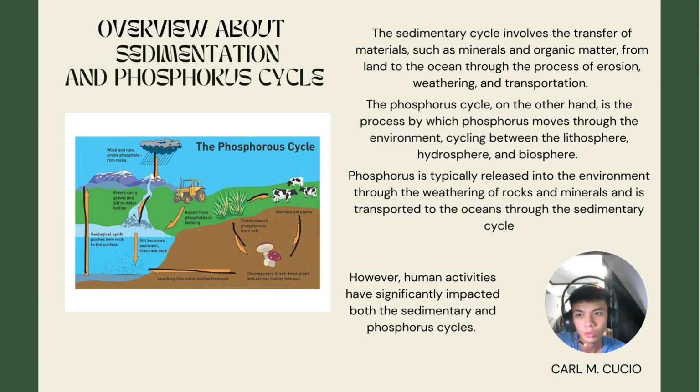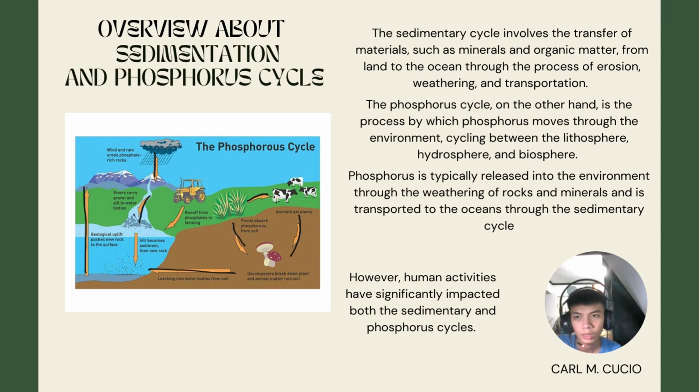Today, I'd like to talk to you about the sedimentary and phosphorus cycles, two important processes that are involved in the Earth's biological cycling. The sedimentary cycle involves the transfer of materials such as minerals and organic matter from land to the ocean through the process of erosion, weathering, and transportation. These materials are then deposited in the ocean as sediments where they can become buried and preserved over time.